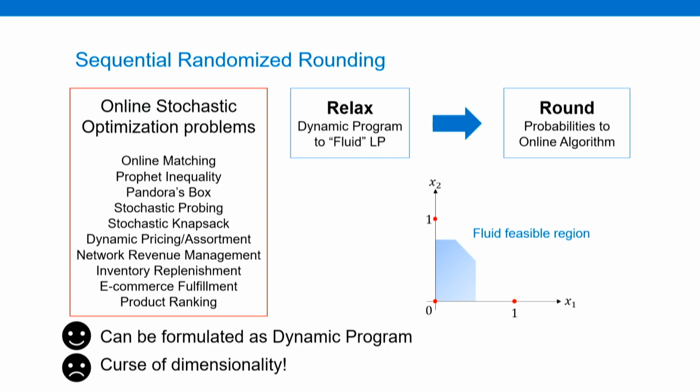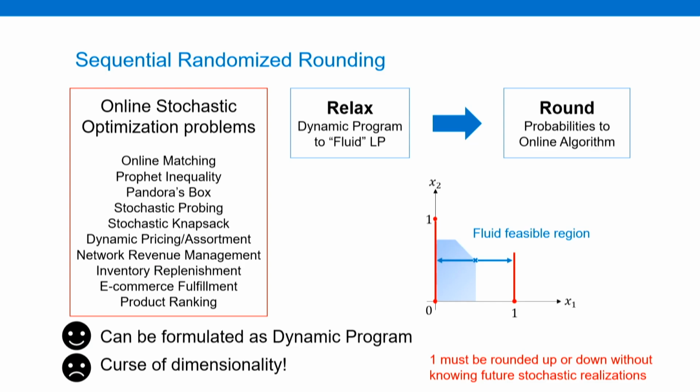And now we're trying to round a fractional solution in this fluid feasible region online. What does this mean? I have a solution that I solve using my fluid LP. It might be this point. And now I've got to decide whether to round coordinate 1 up or down. And the key thing here is that I can't just freely round it up or down. Whether I can round it up to 1 depends on some stochastic realizations.